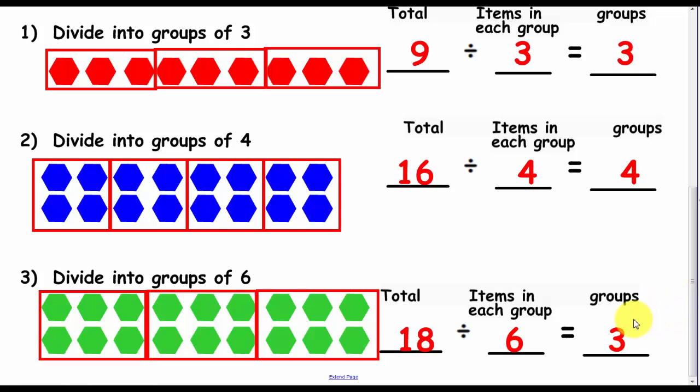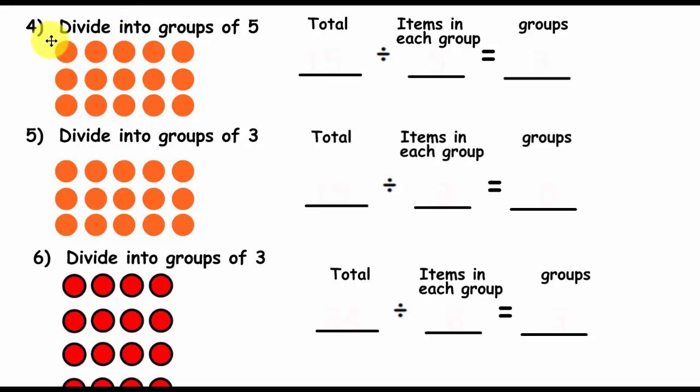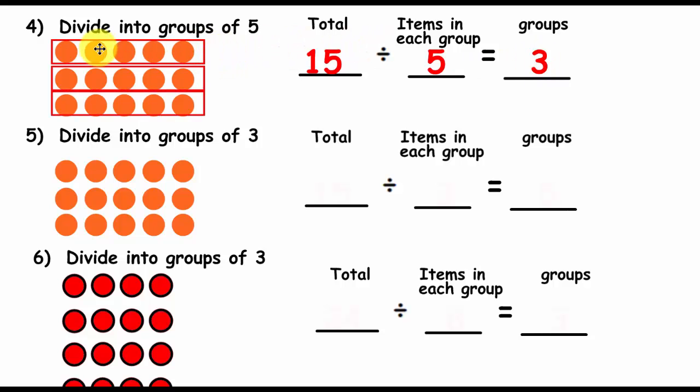Let's look at the next one. Problem number 4. We're going to divide this into groups of 5. What's the total number? Well, we have 1, 2, 3, 4, 5, and 3 times 5 is 15. Now, we're going to put 5 in each group. So how many groups are we going to have? 3. So if you look carefully, here's what I have. We have 1, 2, 3, 4, 5 in each group, and we have 1, 2, 3 groups. So 3 times 5 is 15.